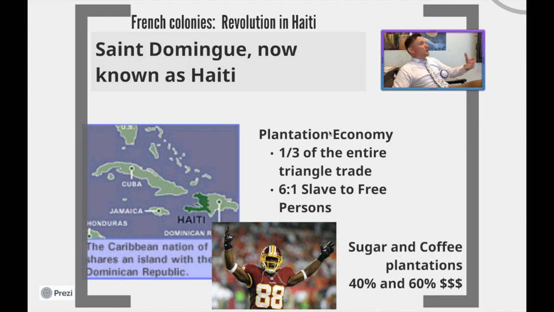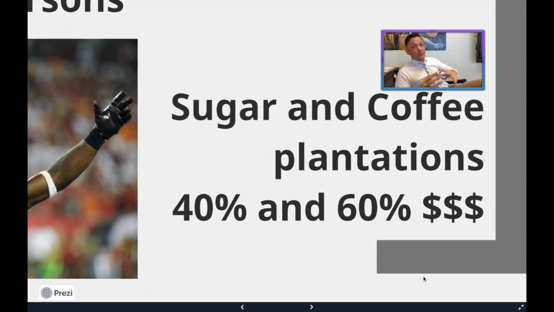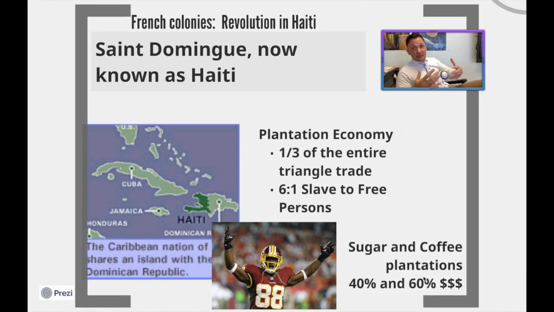And something that you need to understand about this particular colony, it had a very well-known nickname. It was called the Pearl of the Caribbean because it was one of the most money-making colonies in that entire area, right? Now, the thing about it is, though, that literally 60% of the world's coffee was produced on that one colony, and 40% of the world's sugar was being produced there. So it made a ridiculous amount of money.